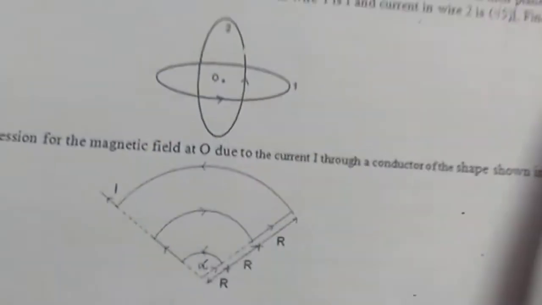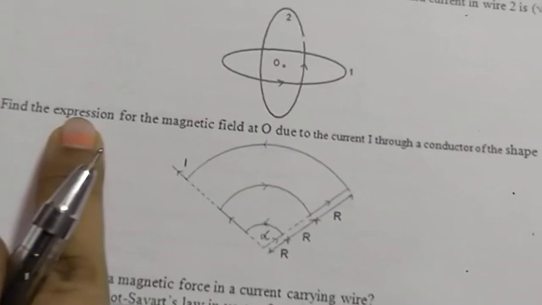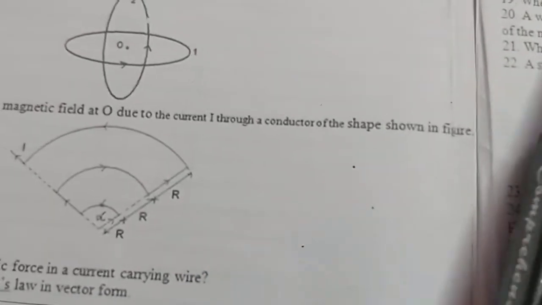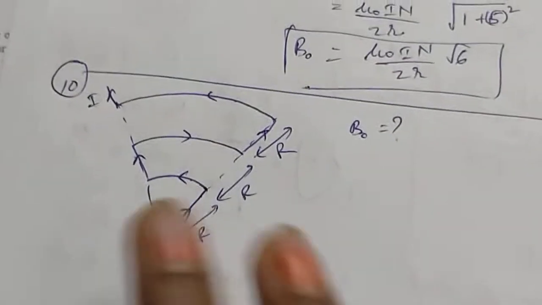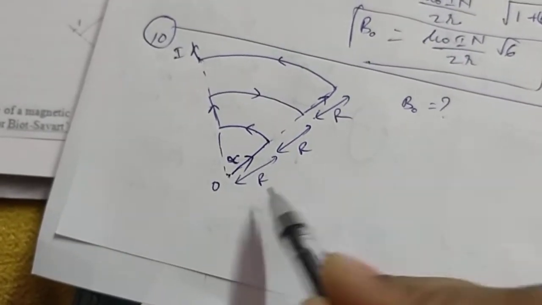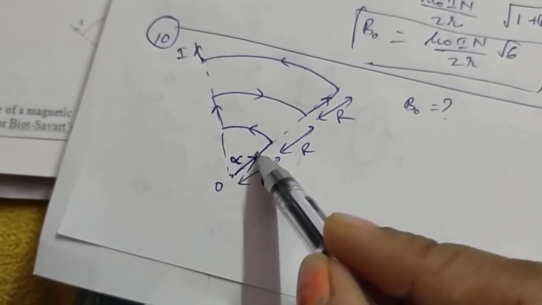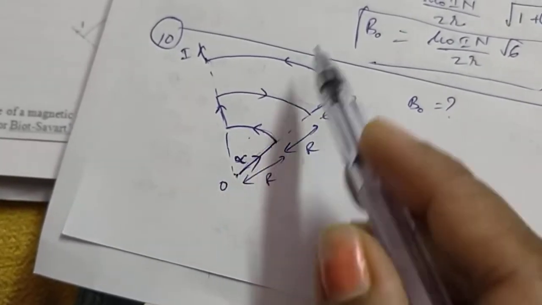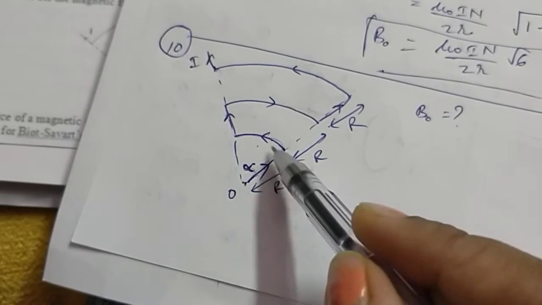Okay, now 10th question is, this diagram is given, you have to find the expression for magnetic field at O due to the current I through the conductor of the shape shown in the figure. So if you see this is the diagram, and at this center you have to find magnetic field. You see current, ये वायर ऐसी है, यहाँ से current जा रहा है, फिर ऐसे ऐसे. So these are the arc parts with central angle alpha, and these are the straight parts.